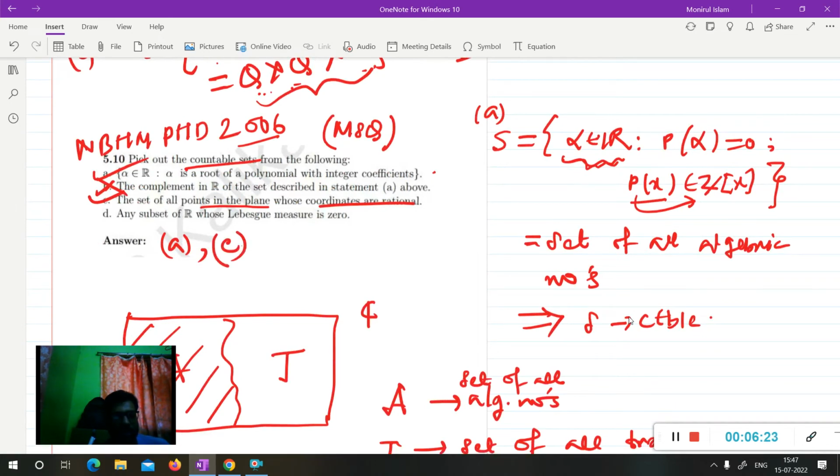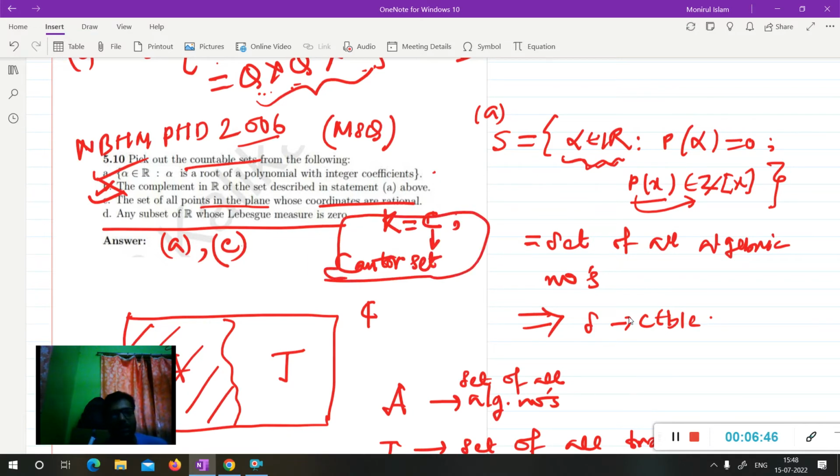Now, is any subset of R which has Lebesgue measure 0 countable or not? This is not countable. There is an example: you can choose the set C, the English letter C. It is the Cantor set. Hope you know this result. A Cantor set is a set which is uncountable, but it has Lebesgue measure 0.